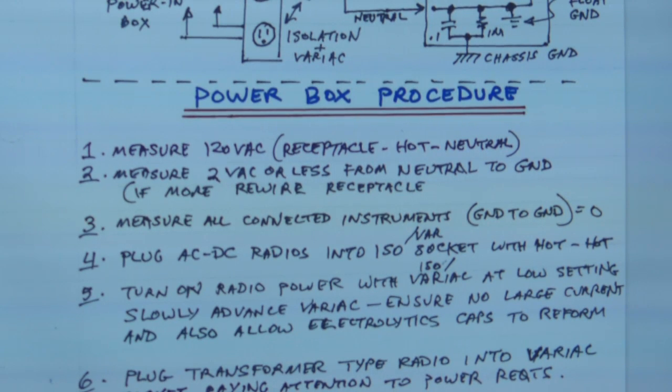See, the other thing about neutral is it carries current. The ground is not a current carrying conductor. So if you have a long run of white, there's a load at the end. Depending on where you measure ground to neutral, you will get some I squared R losses. Okay, that makes sense too. Okay, number 3, measure all connected instruments.